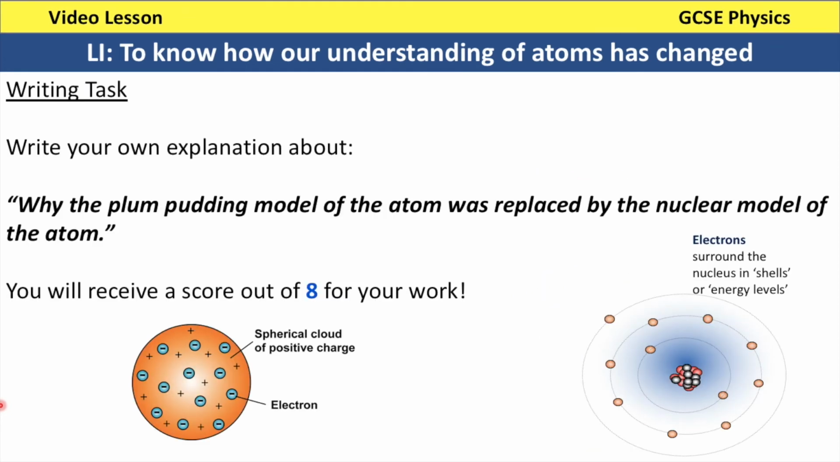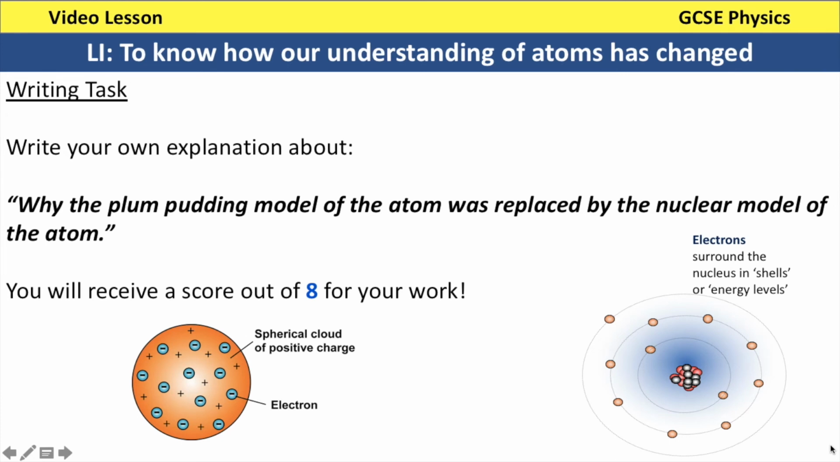Now, what I would like you to have a go at for me, please, is to write your own explanation to answer this question. Why was the plum pudding model of the atom replaced by the nuclear model of the atom? I would like you to pause the video and answer this question in as much detail as you can using what you have learned in today's lesson. You will receive up to 8 marks for your work, so I'm expecting an extended piece of writing for this. Pause the video and have a go.